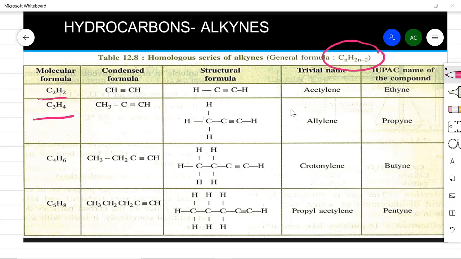And this is the condensed formula. You can see a triple bond here between the carbon and carbon atoms. This is the structural formula, and then the trivial name: acetylene for ethyne, allylene for propyne, crotonylene for butyne, and propyl acetylene for pentyne. So you know what is ethyne, propyne, butyne, pentyne and how we name them, but the trivial name or common name should be learnt.